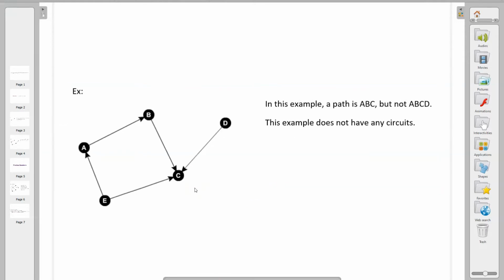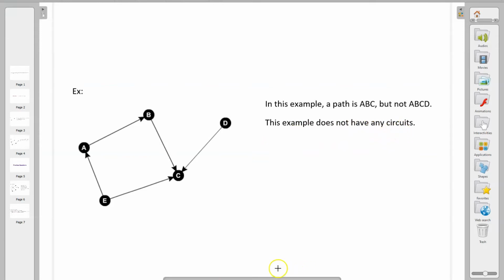Let's look at a more complicated example. In this example, a path is ABC. However, path ABCD is not a path because to put in that last leg, you're going against the arrow, so it's not allowed. The second part of this example says this example does not have any circuits.